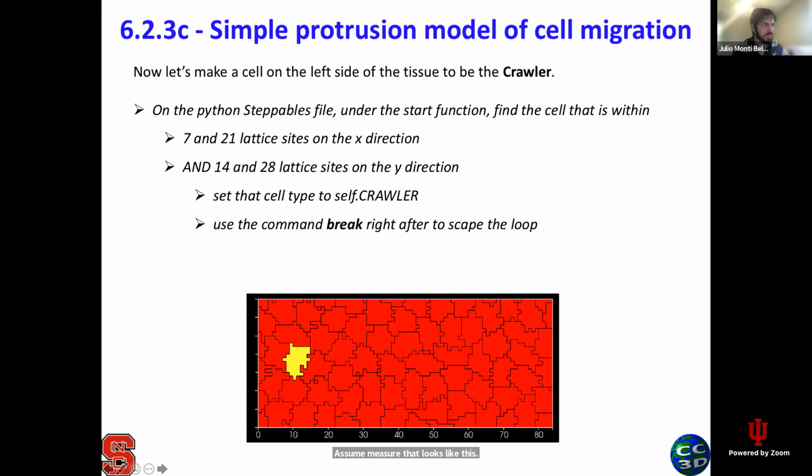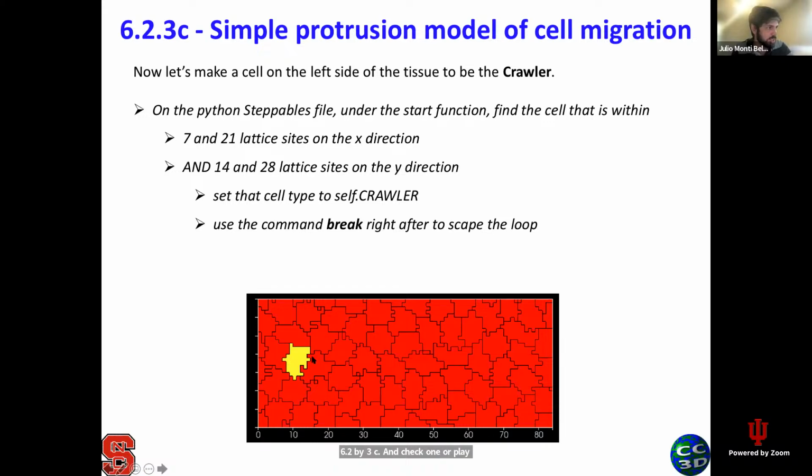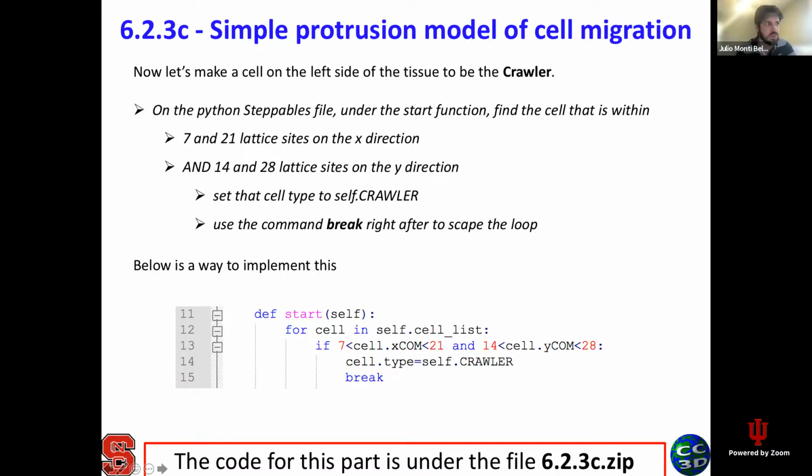So please download the file 6.2.3c, and check when you run your player if you get something that looks like this. So please download this file. In this file, the cell is not yet moving. What you're going to do next is create the links. You should see a yellow cell within the red cells and more to the left. And what you're going to do now is actually use the links to make the cell move.